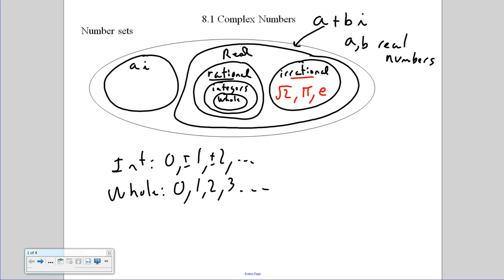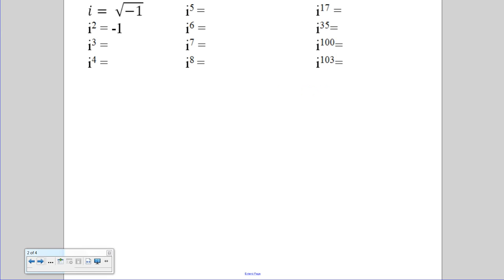Well, don't get confused. It's not like they're invisible. It's a system that is out there. We just have to work with a different system of numbers. And they called it imaginary numbers. Maybe because you have to use a little bit more of imagination.